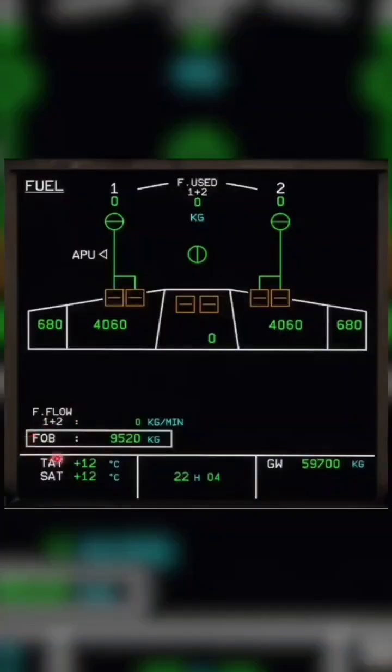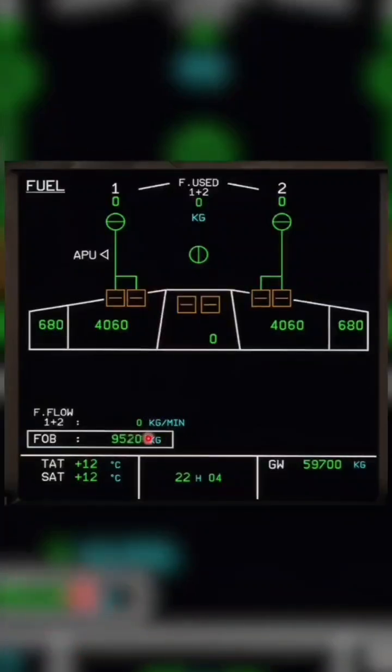This is the fuel on board. This will be in green color. It indicates the total fuel of all the tanks. When the fuel quantity is inaccurate, the last two digits can become dashes.